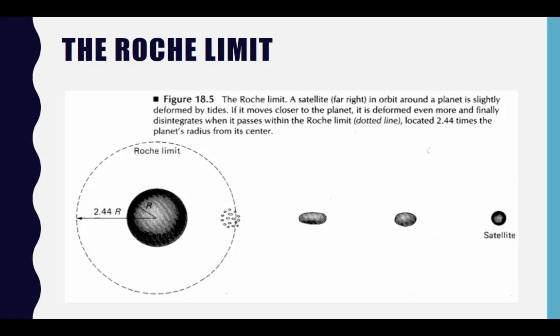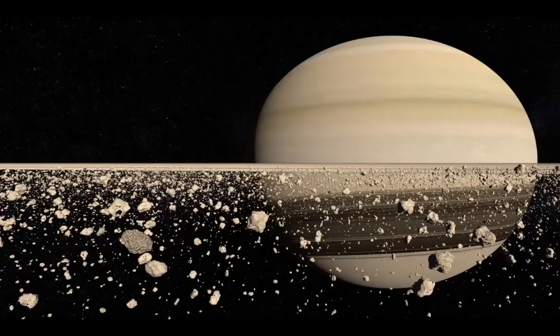Okay, so we can predict the point at which an object that is being distorted or stretched by the gravitational tides of the planet gets so deformed that it actually causes the disintegration of the body, and it forms what eventually could become a ring system like we see on Saturn.